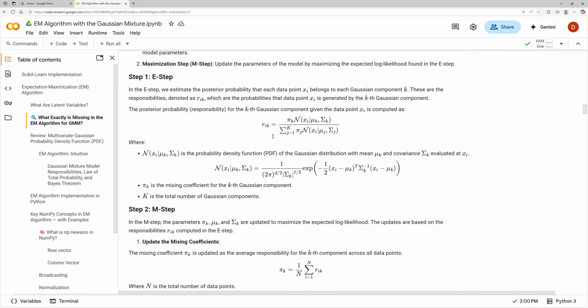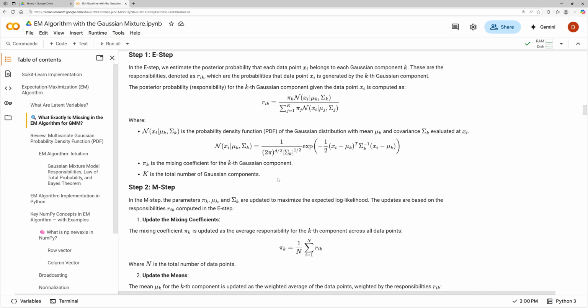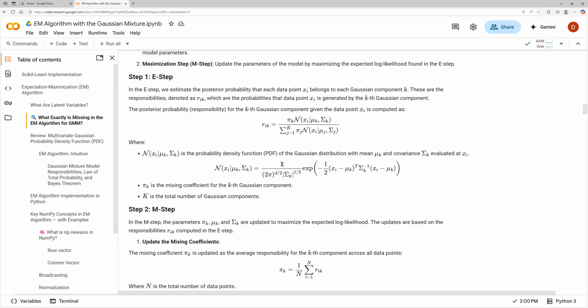And then obviously I've shown the normal, and then pi k, and then mu k and the covariance. So we've got this in the E step.